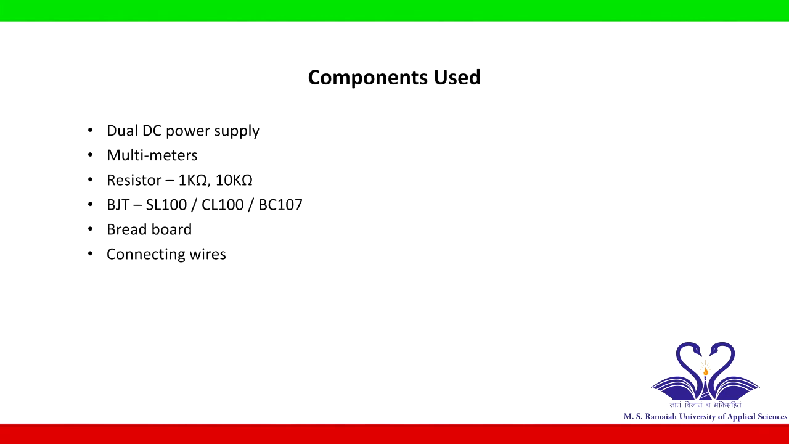To conduct this experiment, we need a dual DC power supply, multimeters, resistors 1 kilo ohm and 10 kilo ohm, BJT either SL100 or CL100 or BC107, breadboard and connecting wires.